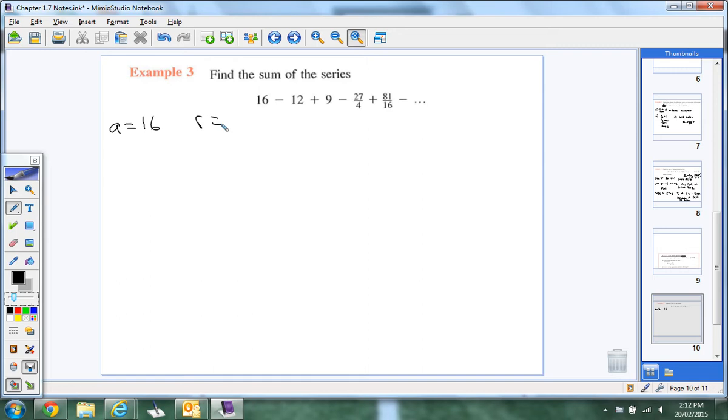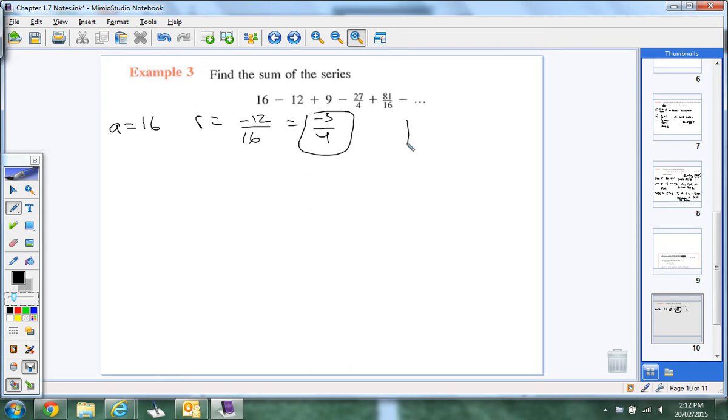Close. For common ratio, it's term 2 divided by term 1, because it's geometric, so we divide. You were kind of talking about arithmetic. So this would be -3/4. -3/4 is my common ratio. So let's see if we learned anything in the last 5 minutes. Is this a convergent or divergent series? Oh, convergent.